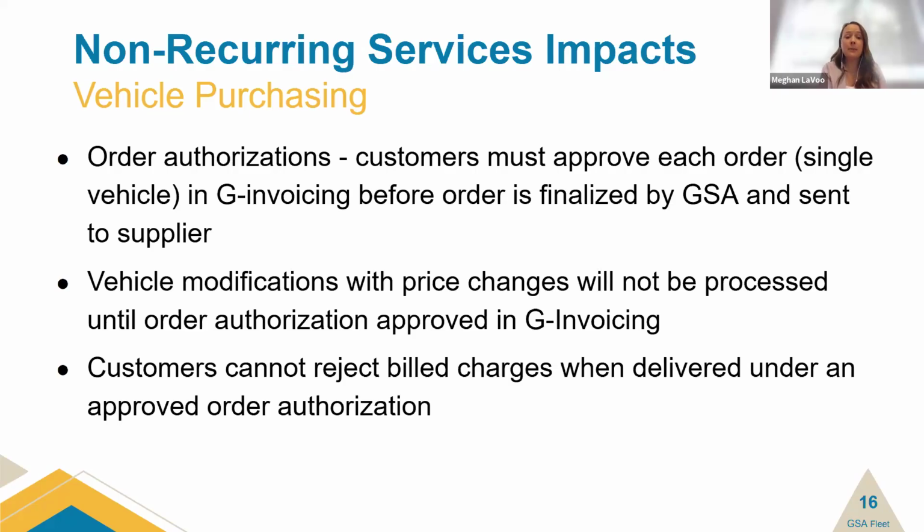On the flip side, sometimes our vendors need to have those modifications occur. They cannot build the vehicle as was ordered for whatever reason it might be. And so we have to do a modification. They won't be able to see that order modification and proceed with building your vehicle until it's been approved. So I cannot emphasize enough, if there is one thing that you take away from this presentation today and you buy vehicles, it is to make sure those order authorizations are getting approved very timely in G-Invoicing.